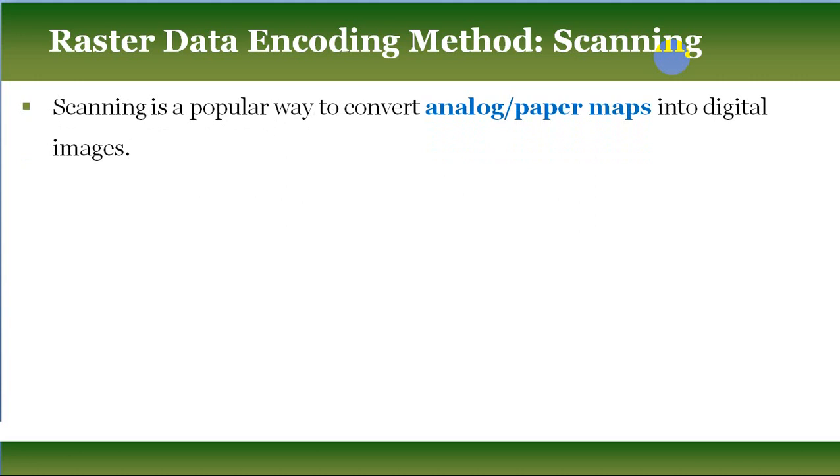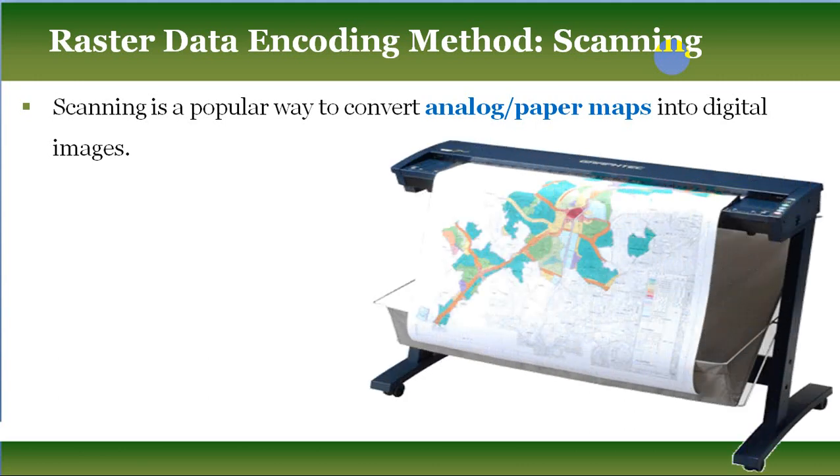Most of you already know the scanning technique. Your passport size photo, if you scan it, you will get a raster image. But in the case of GIS, we use such a large scanner which is called an A0 scanner. That means an A0 size paper map is possible to scan and create a digital raster image.